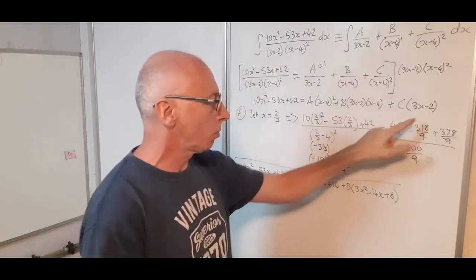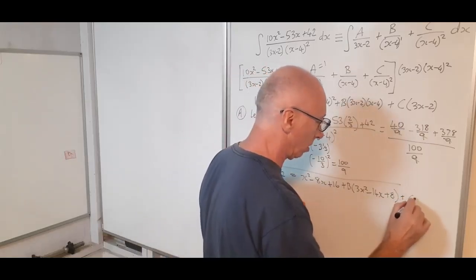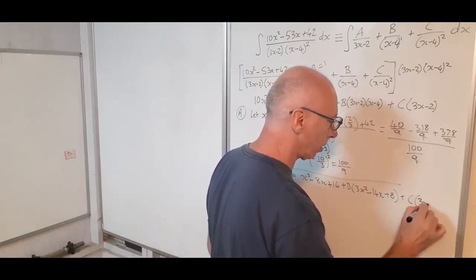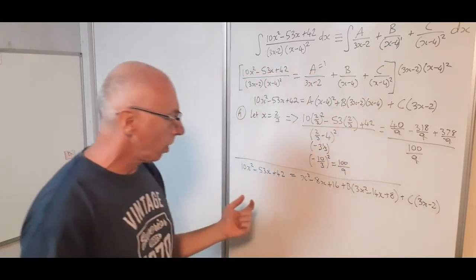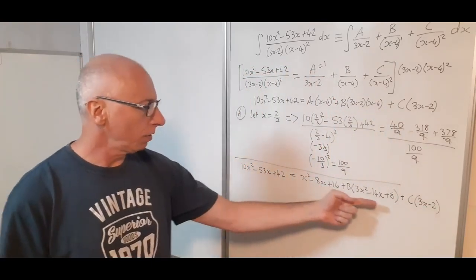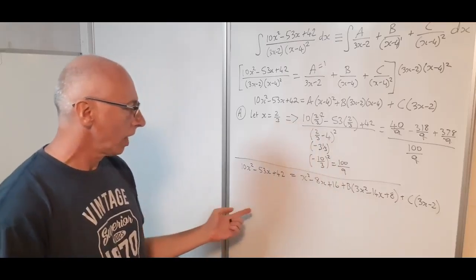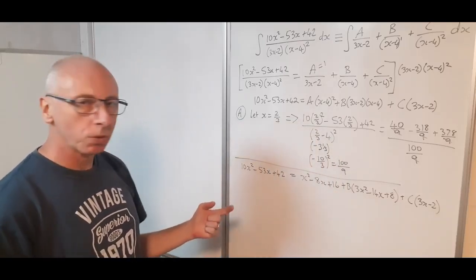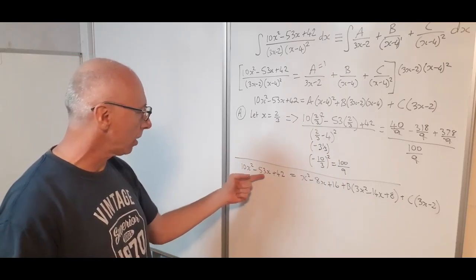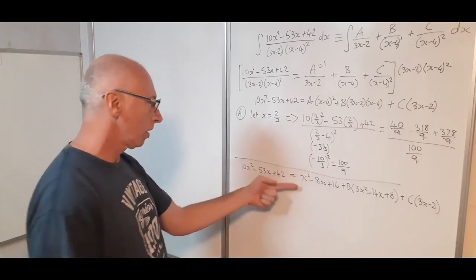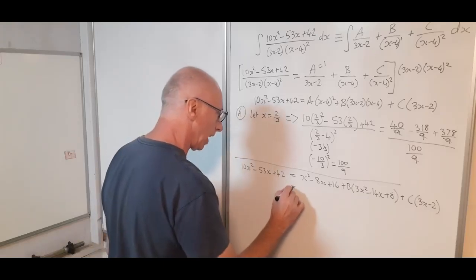And then multiply this one out, it's just plus, leave it as it is, c(3x - 2). So now I've got two unknown coefficients. What I want to do here is match corresponding coefficients. So let's get the x squared terms together.